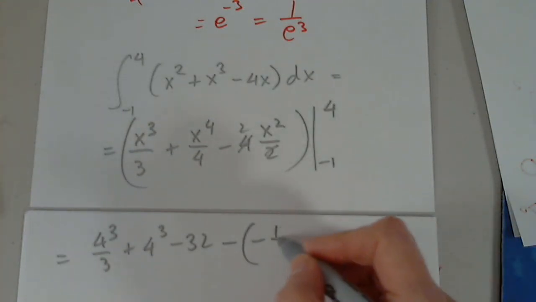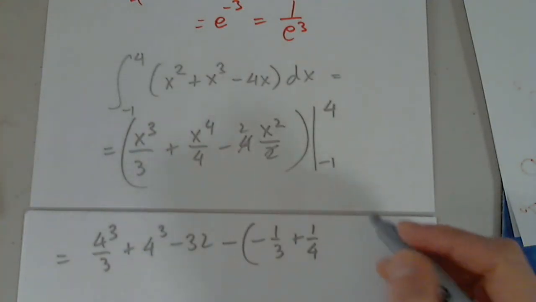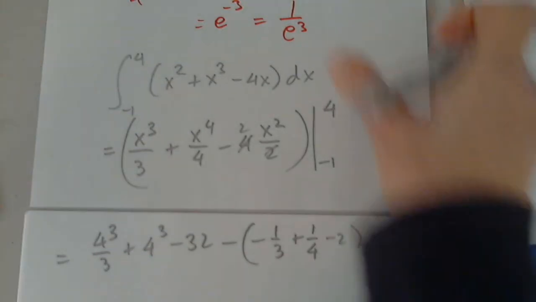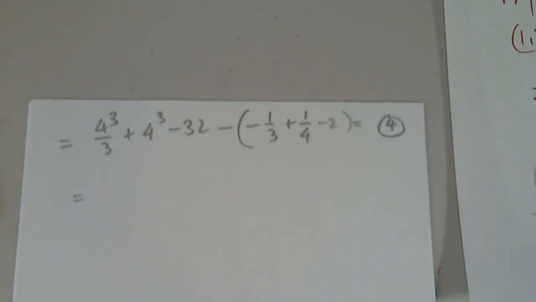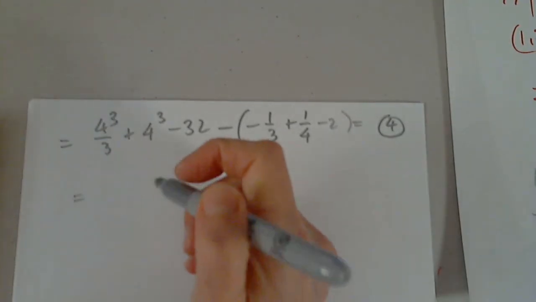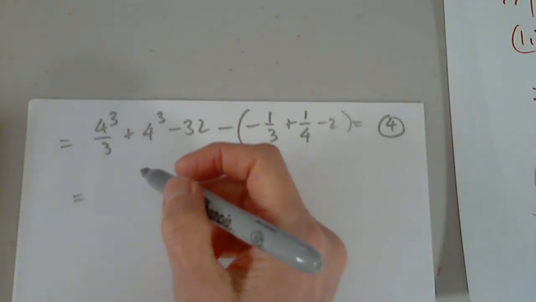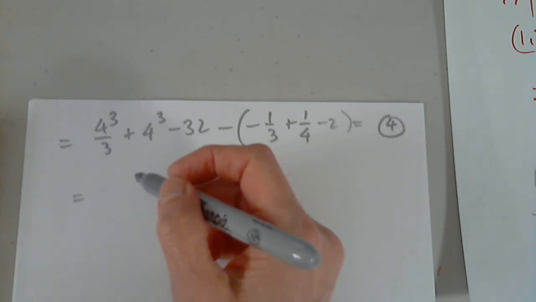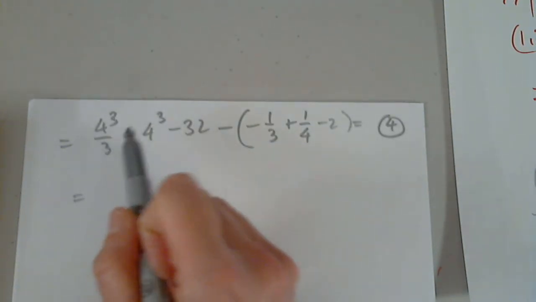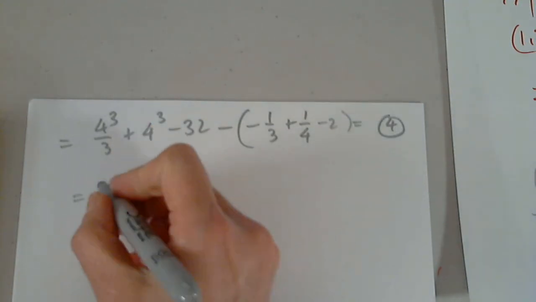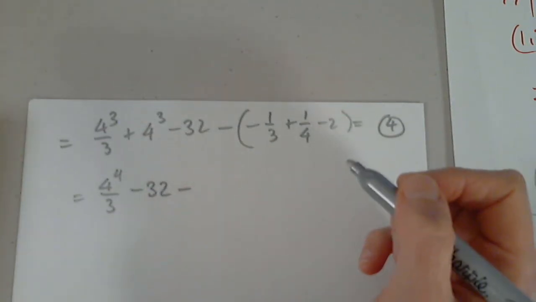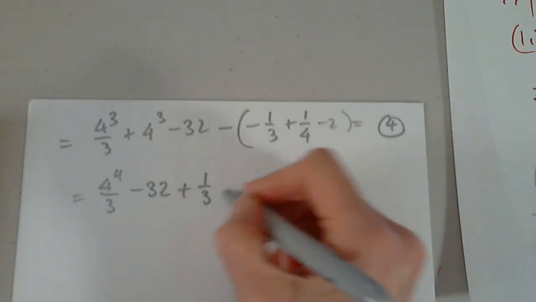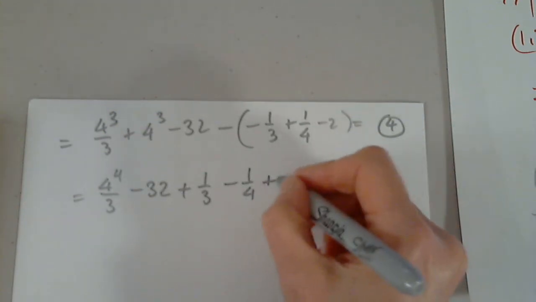Minus -1/3 plus 1/4 minus 2. And I have to calculate all this. So 4 to the third is 64. 4 times 4, 16. 16 times 4, 64. And 1/3 plus 1 is 4/3. So 4 to the fourth over 3. Minus 32. Minus. So plus 1/3, minus 1/4, and plus 2.